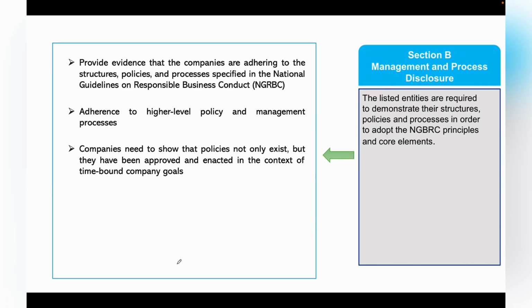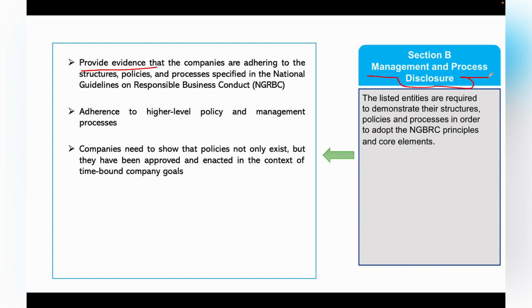Moving on, section B covers management and process disclosures. It provides evidence that the companies are adhering to the structure, policies, and processes, and it also shows that policies not only exist but they have been approved and enacted. So overall, section B talks about whether there are policies in place or not, and whether these policies have been approved by management or not. So this is about section B. In gist, section B is at a macro level.